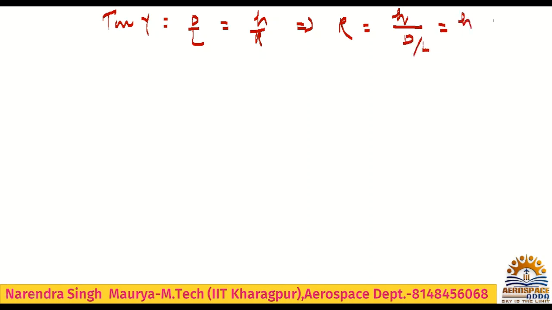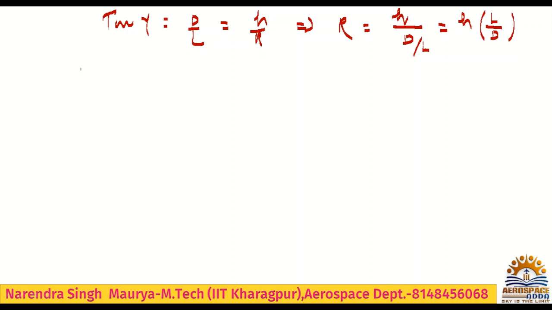So tan gamma is equal to d by l is equal to h by r. So from here, what is the r? It is nothing but h divided by d by l, or h l by d.